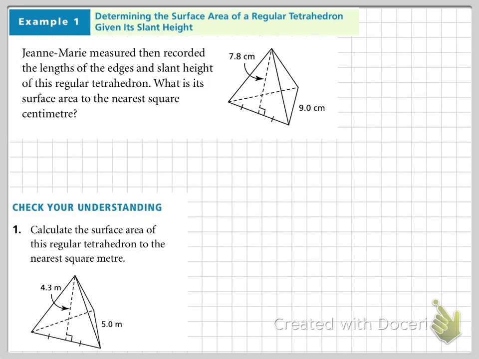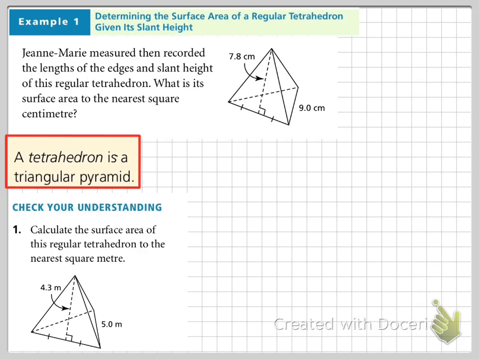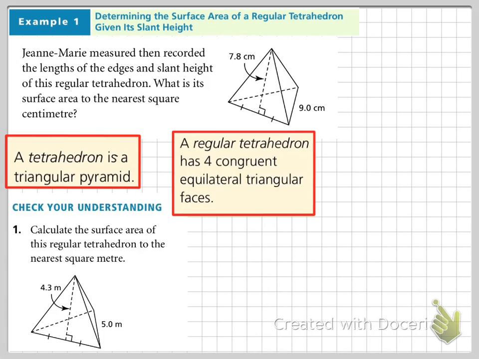Moving on to example 1. Determine the surface area of a regular tetrahedron given its slant height. Well, remember a tetrahedron is called a triangular pyramid, and a regular tetrahedron has 4 congruent equilateral triangular faces. Here we have a side length of 9 and a height, or slant height, of 7.8 centimeters.